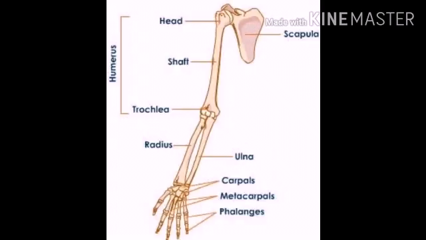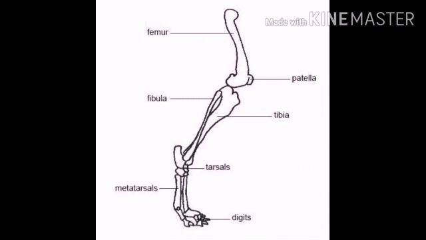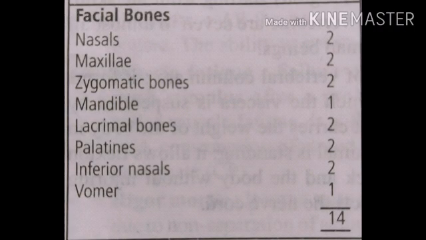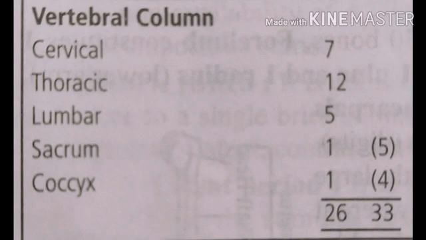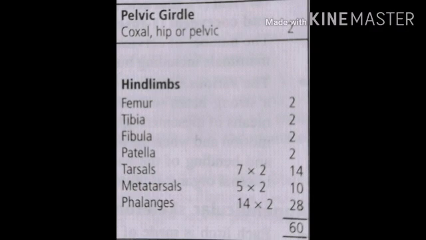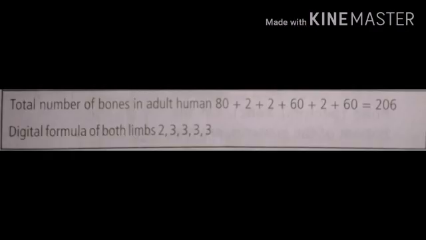Remember the following diagram for the concept. Here is the total calculation of 206 bones. 80 from skull bones, with 8 from cranial bones, 14 from facial bones, 33 from vertebral column, 60 from forelimbs and 2 from pectoral girdle, 2 from pelvic girdle, 60 from hind limbs. Overall 206 bones with the digital formula.